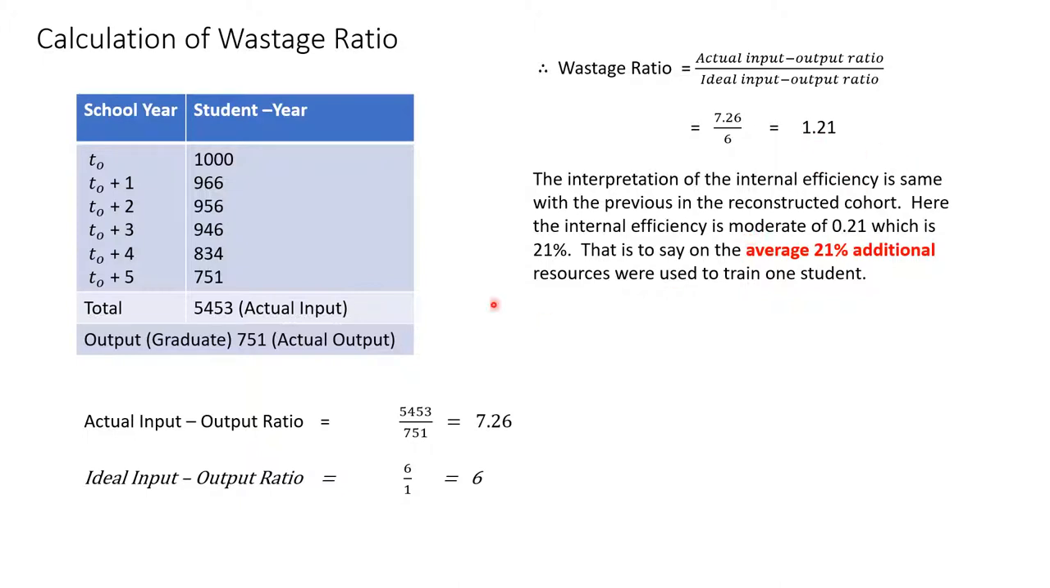So what does that mean? By interpretation, it means that the internal efficiency is the same as the previous one in the reconstructed cohort. Here, the internal efficiency is moderate at 0.21, which is 21%. That is to say, on average, 21% additional resources were used to train one student. That is what it means. But unlike the other one that we had, where so many additional resources were used, in this case you see that we have only 21% additional resources.